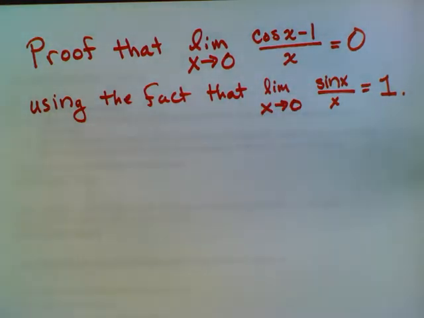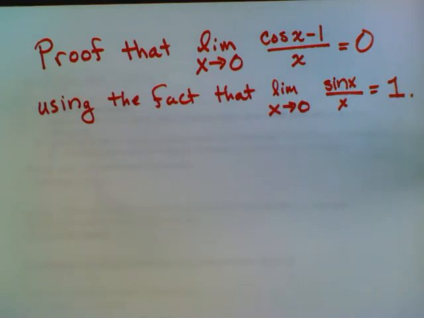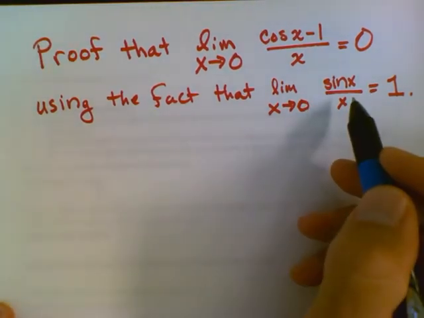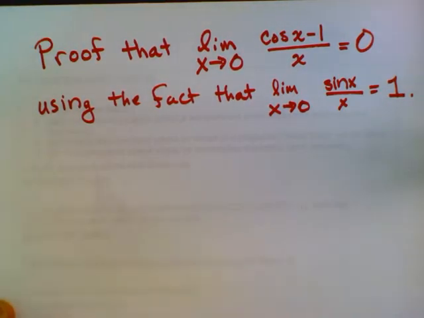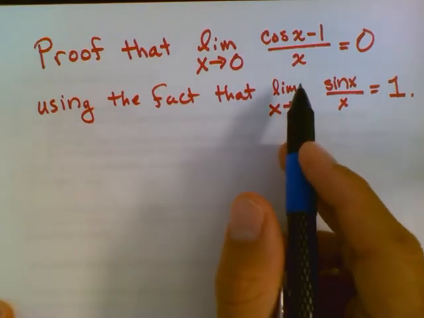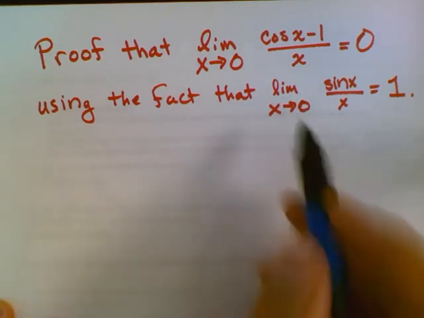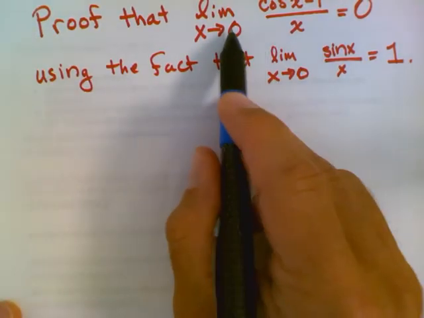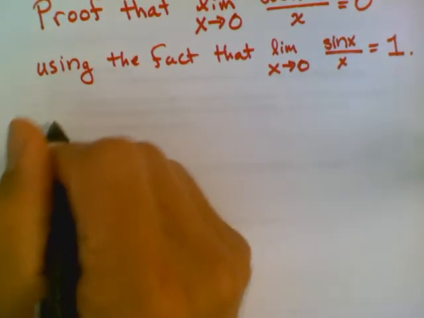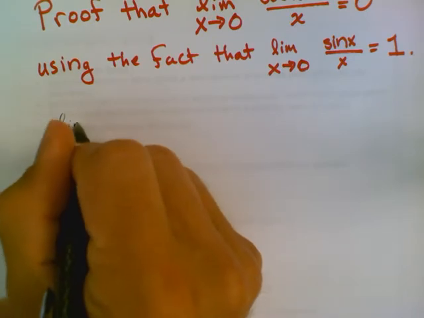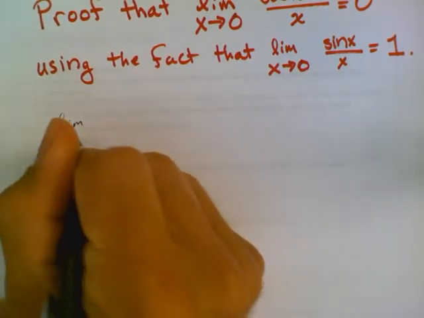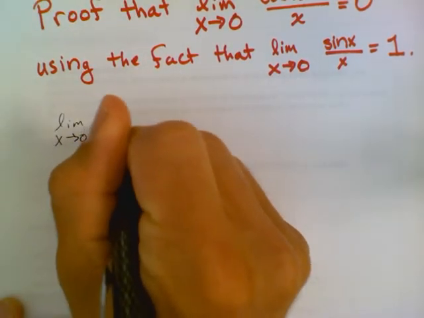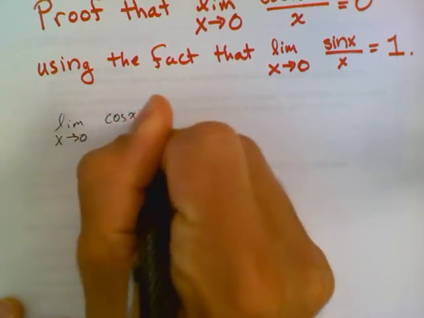In a lot of ways this proof is a little bit easier than the other proof because we're not having to use the squeeze theorem. Let's check this out. What we'll do is start off with the limit as x approaches 0 of cosine x minus 1 all over x.